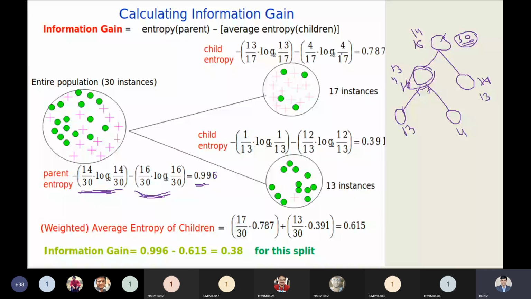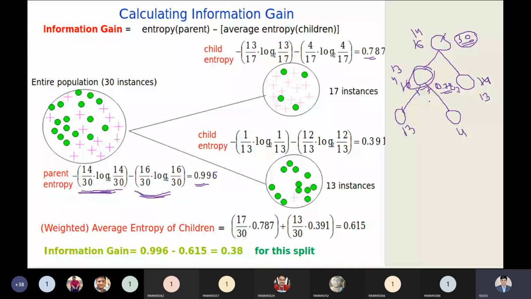इस equation को हम कैसे भी लिखेंगे कोई फर्क नहीं पड़ना. So minus 4 divided by 17 into log 2, 4 divided by 17. So we got the entropy value over here, that is 0.787. So we have divided this part into 2 parts.